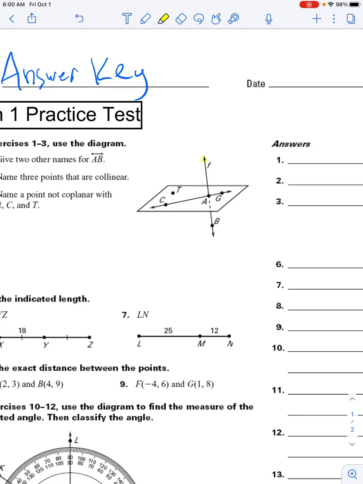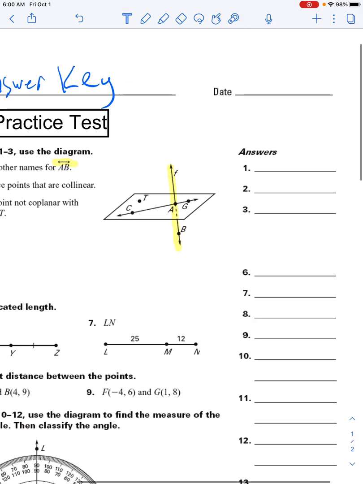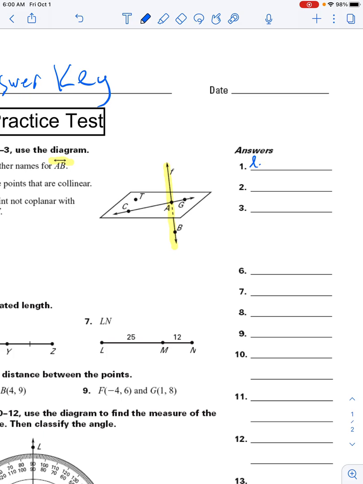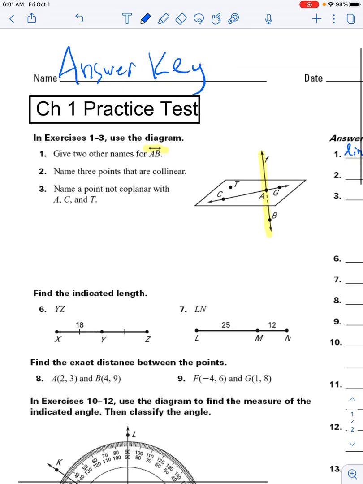So number one, give two other names for line AB. Again, I have to focus on what is the symbol above the letters. I see I've got a floating letter, so I could call it line F. I could also call it BA with my arrows. So again, in this case, those are your only options. Sometimes if you had a third point, you could do other choices.